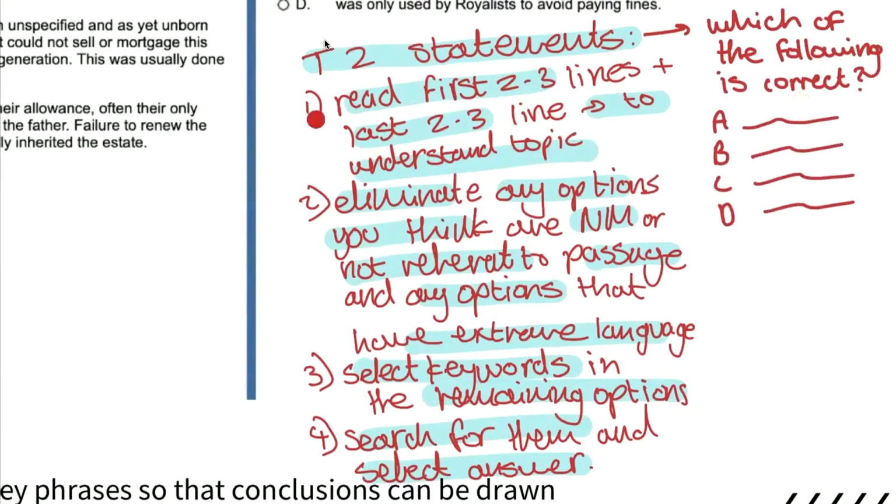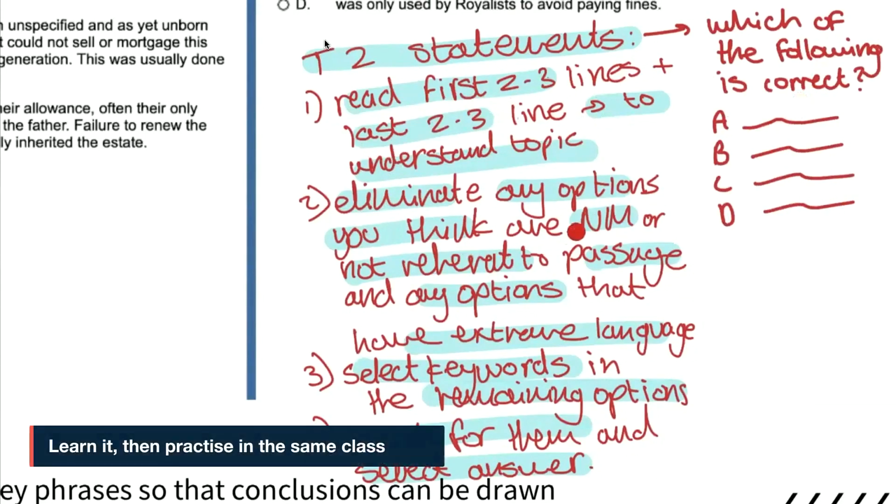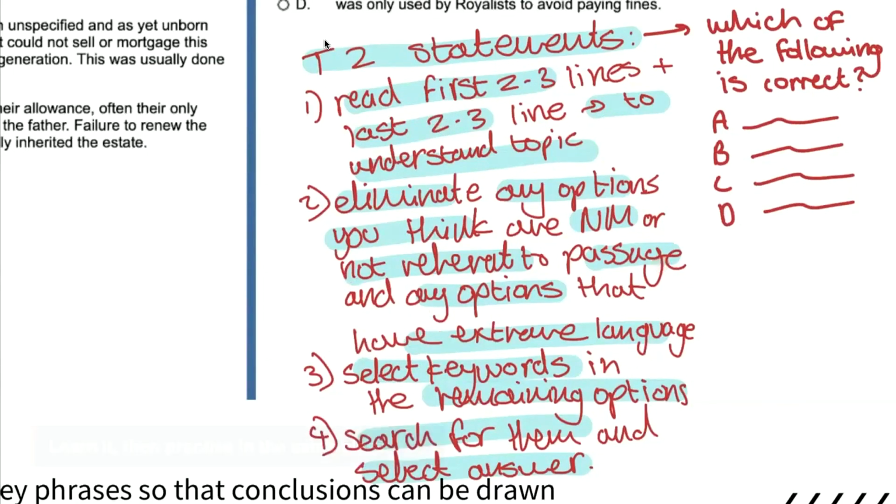So in these questions, you want to read the first 2-3 lines of the passage and the last 2-3 lines to get the topic. You want to eliminate any options that you think are not mentioned in what you read in the first few lines, the last ones, like not really relevant to what's been discussed. Or have extreme language. Any options that have extreme language, the best, the worst, eliminate them because they're least likely to be correct. So let's say you eliminate option B because it has extreme language.